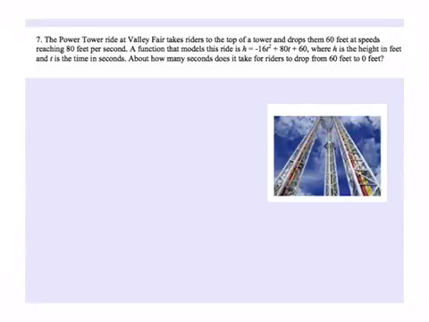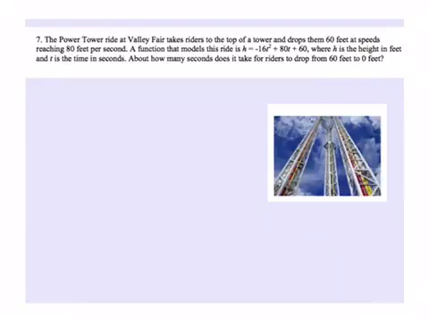So let's go ahead and look at this word problem. The Power Tower ride at Valley Fair takes riders to the top of a tower and drops them 60 feet at speeds reaching 80 feet per second. A function that models this ride is h equals negative 16t squared plus 80t plus 60, where h is the height in feet and t is the time in seconds. About how many seconds does it take for riders to drop from 60 feet to 0 feet?